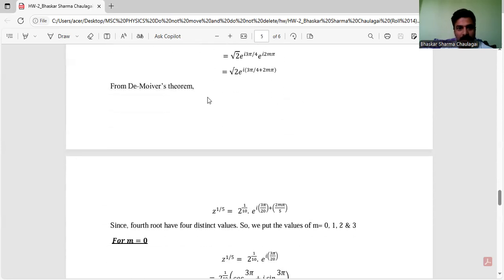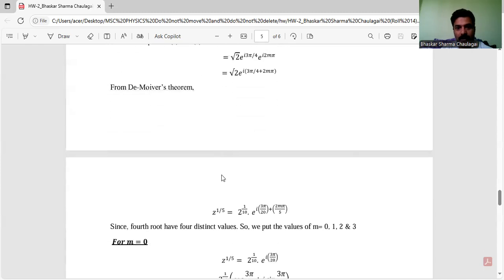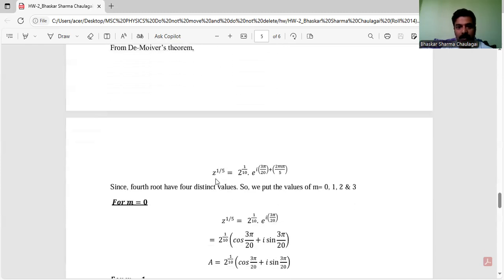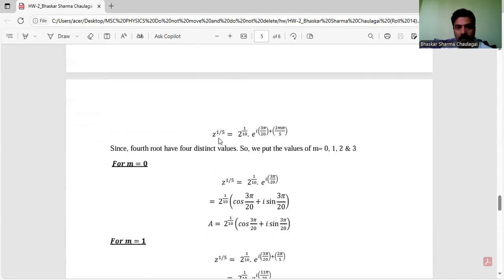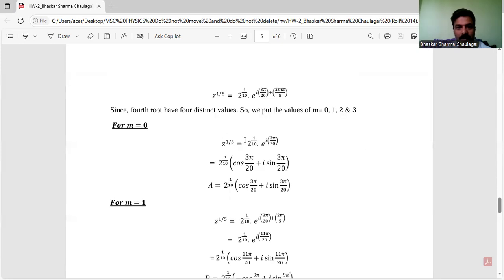So here we use de Moivre's theorem, and we reduce the power as 1 by 5, because that is given in the equation. So after putting the power 1 over 5, we will get the result as 2 to the power 1 by 10 times e to the power i (3 pi divided by 20 + 2 m pi divided by 5). So here we will be putting the value of m as different numbers.